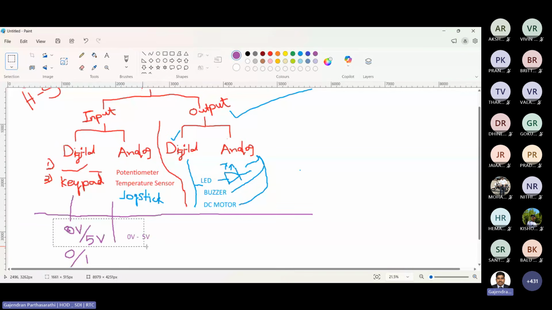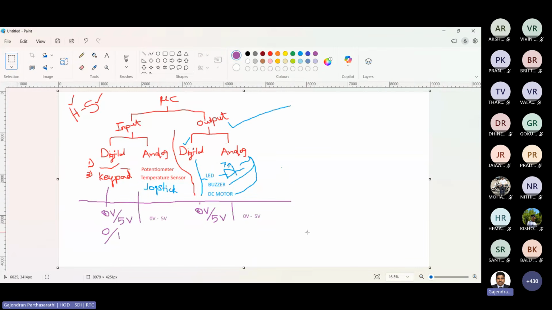Have you understood the difference between these two? If it is an input, we need to give an input to the microcontroller. If it is an output, my microcontroller will provide this output. Again, two categories. It will provide 0 volt or 5 volt or 0 to 5 volt. If you are clear with this, please say yes. Then we will get into our hands-on session to understand these things.